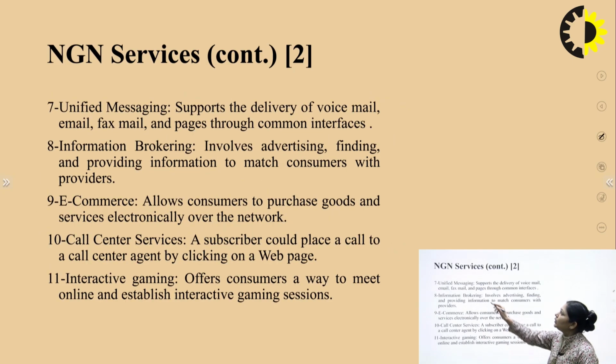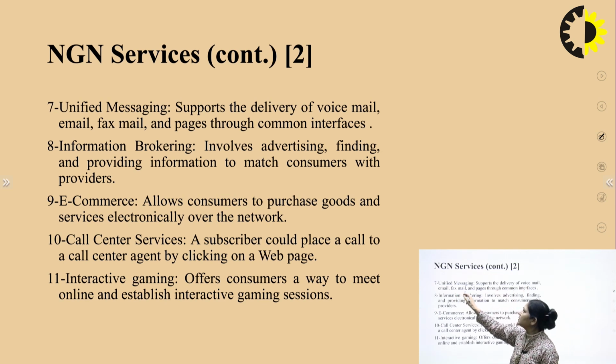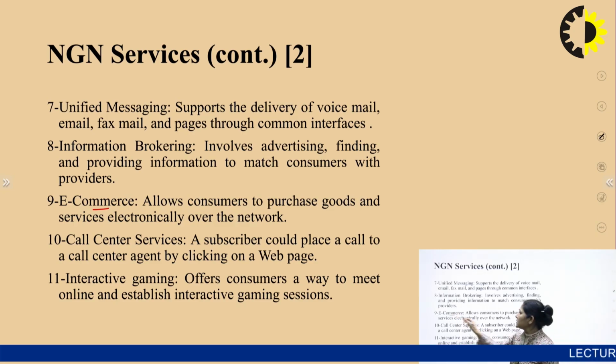Another is unified messaging, which supports the delivery of voicemail, email, fax and pages through common interfaces. Now whenever there will be a common interface, whether we are talking about mobile, the internet or PSTN, all these things will be transmitted through a common network. Brokering involves advertising, finding and providing information to match consumers with providers. E-commerce allows consumers to purchase goods and services electronically over the network.